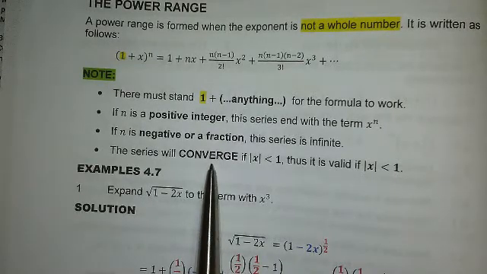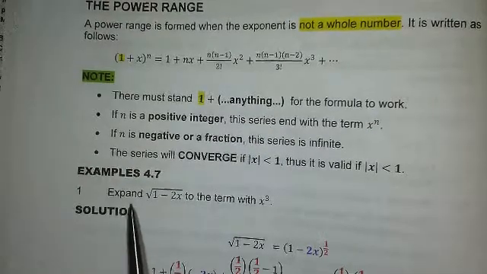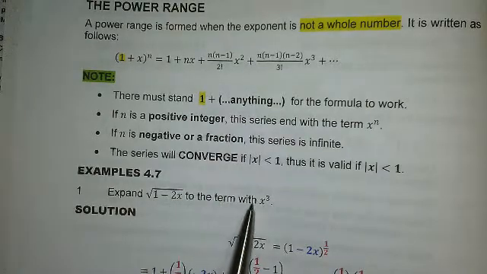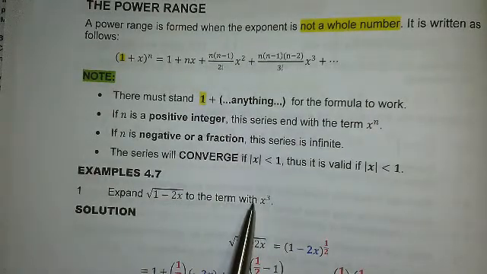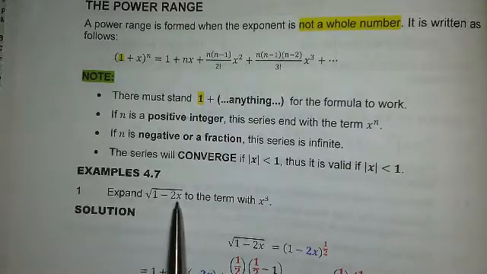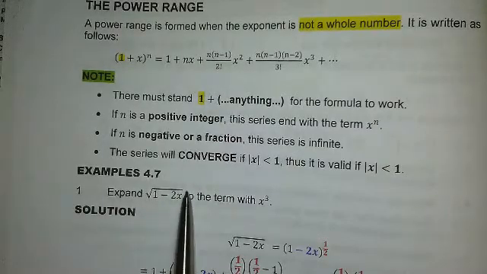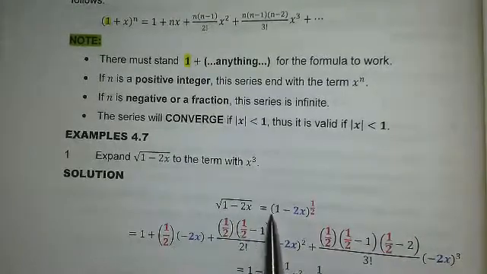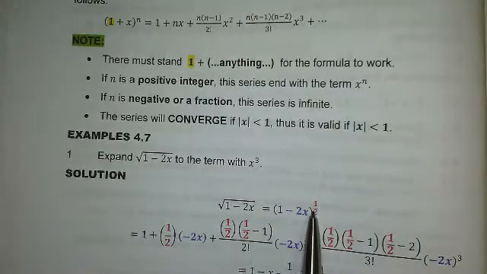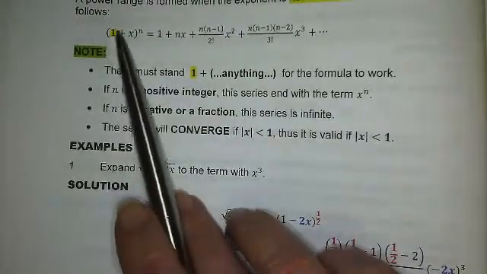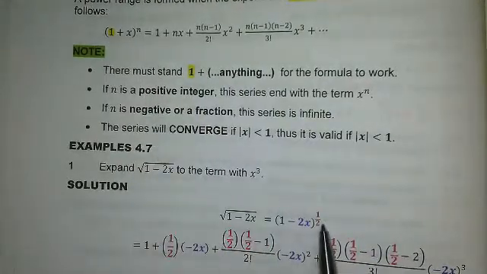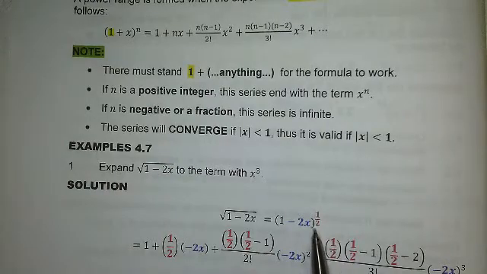Now let's have a look at the power range. Say we must expand the square root of 1 minus 2x to the term with x cubed. The question will say expand. Now what must we do with the square root? We will rewrite the square root as bracket 1 minus 2x to the power of a half. Now you can identify, if you look at your rule on top there, it must always be a 1. Now look at the n. The n is a real number there, so that means it's the power range.